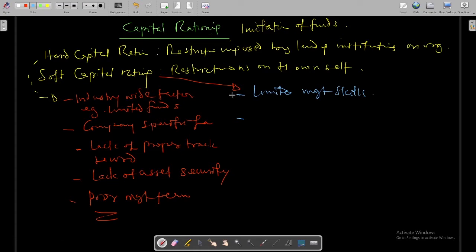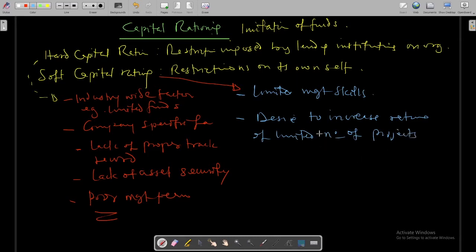The next one is the desire to increase return on a limited number of projects. So a company may decide that, okay, we have several projects, but let's concentrate on these few projects in order to maximize the returns from such projects. So you are not going to dole out a lot of funds to invest in other projects, because their concentration is on those few ones that they want to maximize returns.